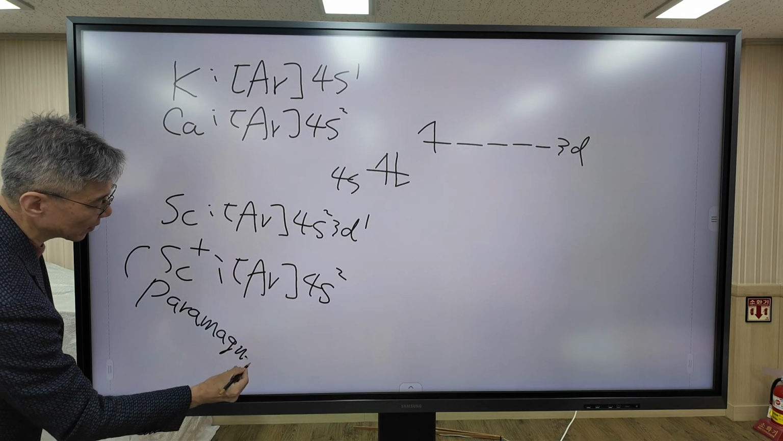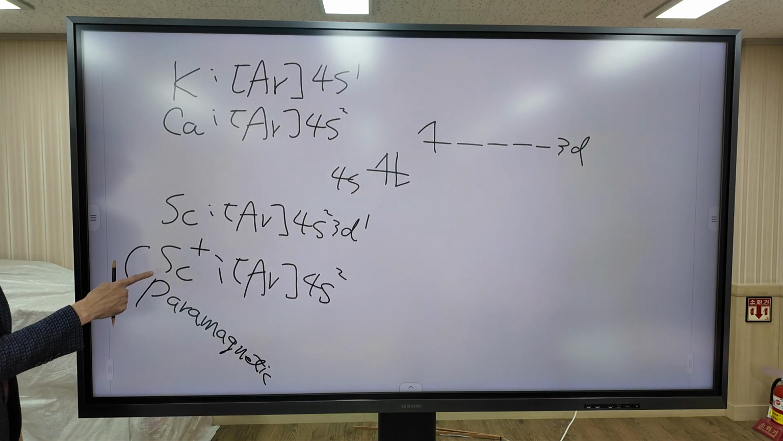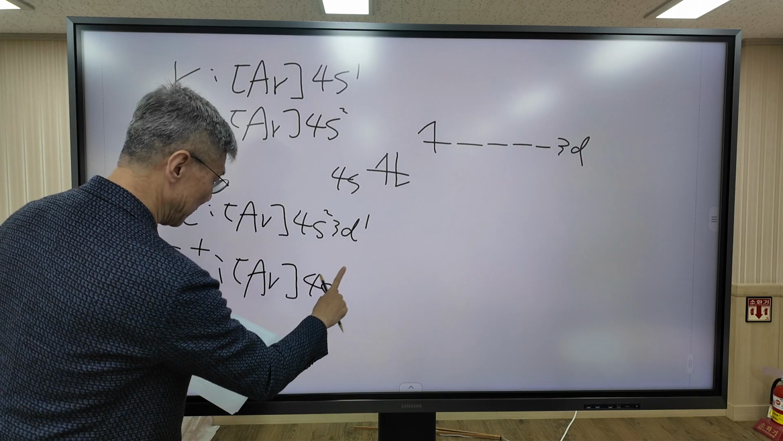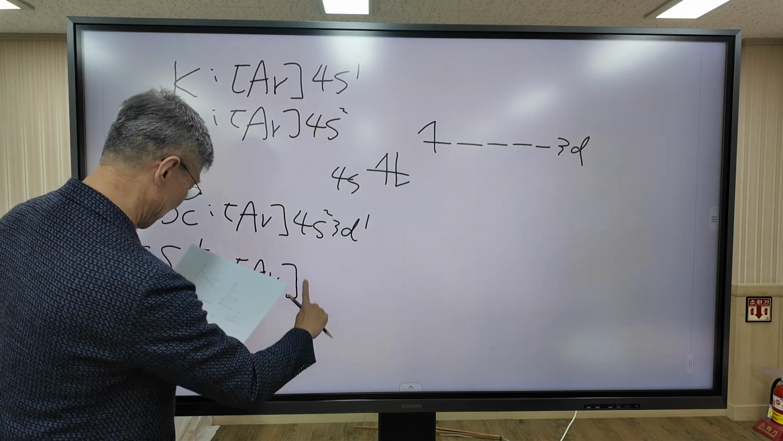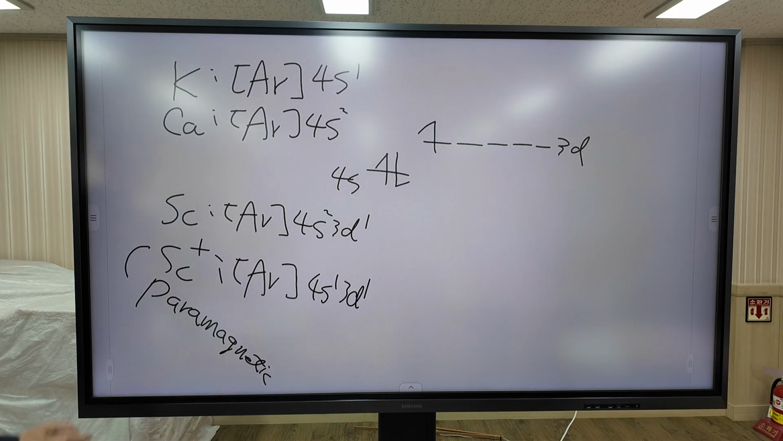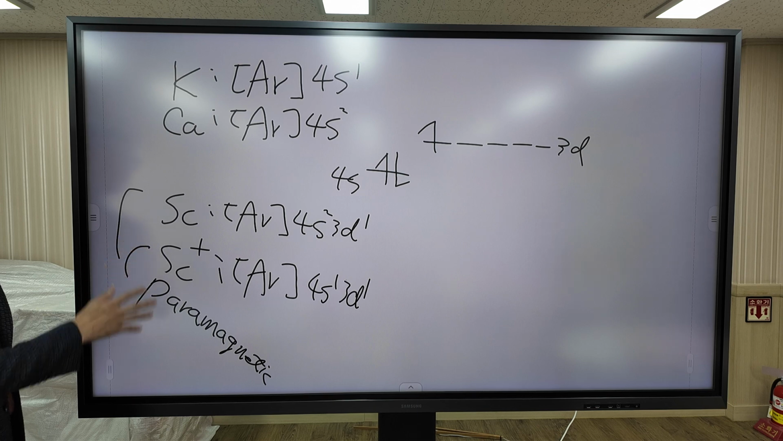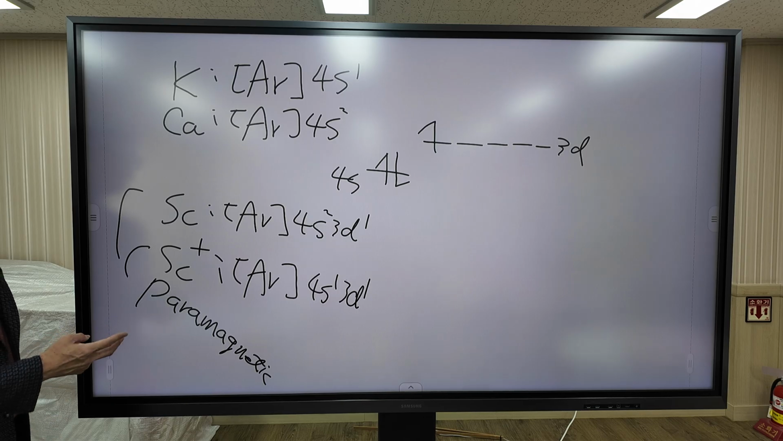This is the experimental observation. And the electronic configuration of scandium plus is not 4s2, it is 4s1 3d1. So this is the problem. How do we explain this experimental observation? There are two ways to explain it. The first method is very straightforward and easy to explain, and the second method is somewhat complex, but the second method is somewhat closer to the truth.